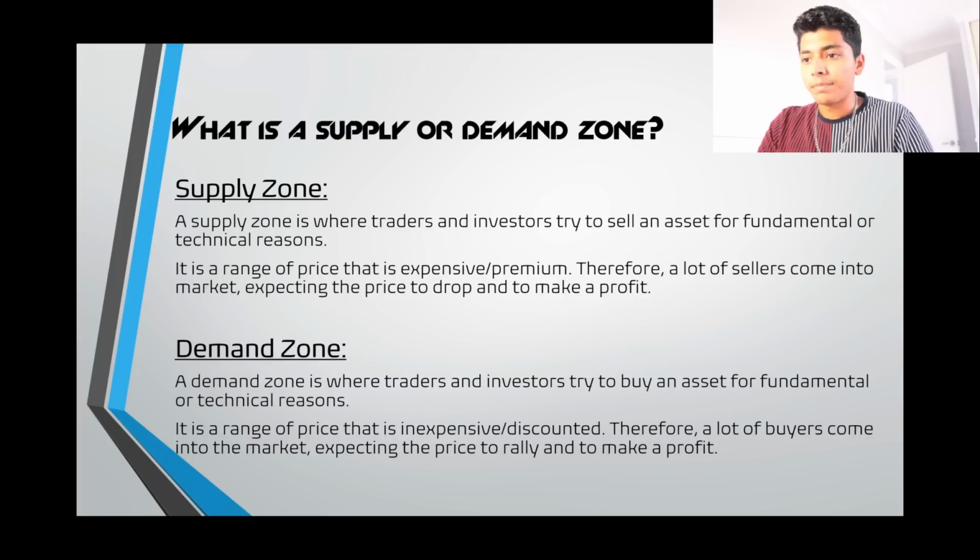they'll make a profit. A demand zone is where traders and investors try to buy an asset for fundamental or technical reasons. So it's the opposite of what a supply zone is, obviously. It's a range of price that is inexpensive or discounted or cheap. Therefore, a lot of buyers come into this market because that product is cheap and they expect the price to rally upwards, to increase in price, therefore they'll make a profit. So that's the main difference between a supply zone and a demand zone.